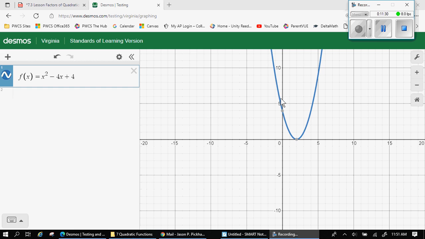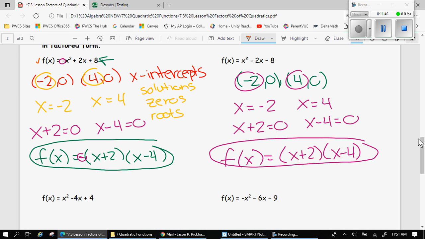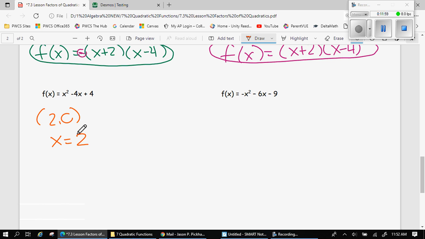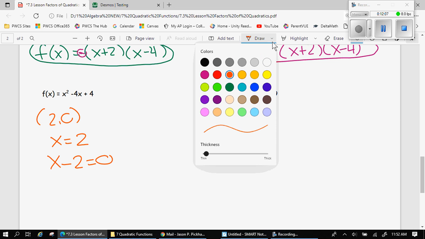So I wanted to do one more. We have this x squared minus 4x plus 4. You can see it only crosses the x-axis once. So there's my intercept, 2, 0. It's also my vertex. And so I can say that x equals 2. I can move 2 to the other side. When I move it to the other side, it becomes negative this time.